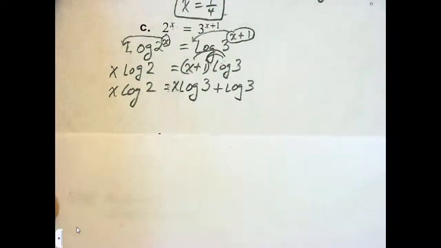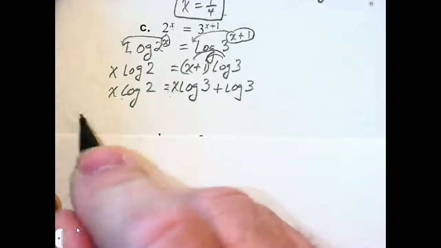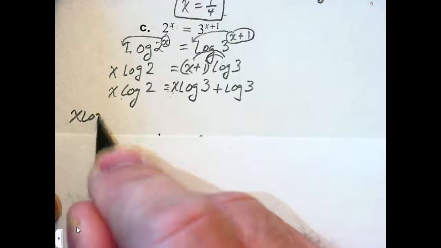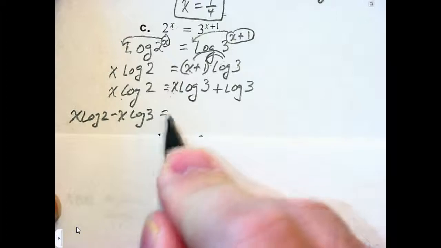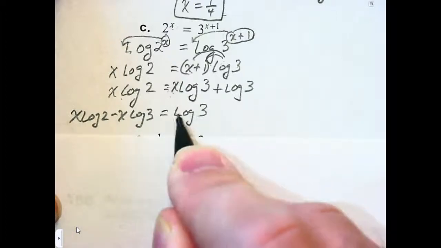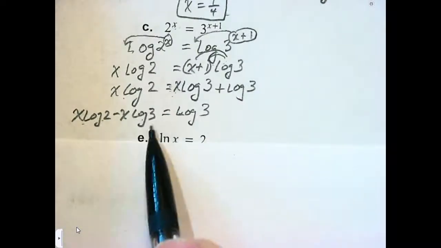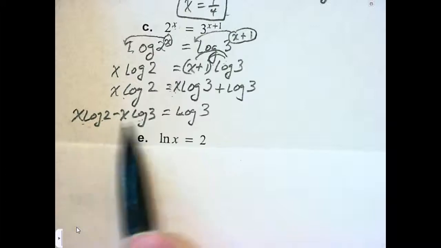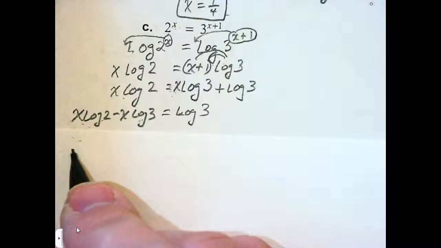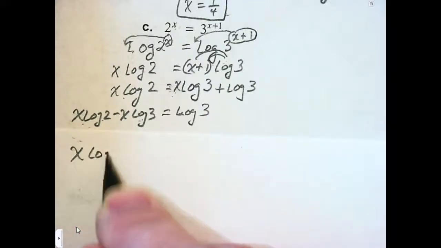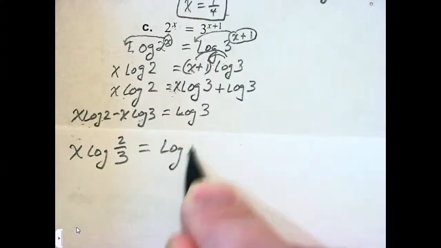Notice you have the same coefficient right here and here. So I'm going to move all my x's to one side. I have x log 2 minus x log 3, and that equals log 3. Now that I have the same coefficient and the same base, I can apply the quotient property. So that is x log of 2/3, and that is equal to log of 3.